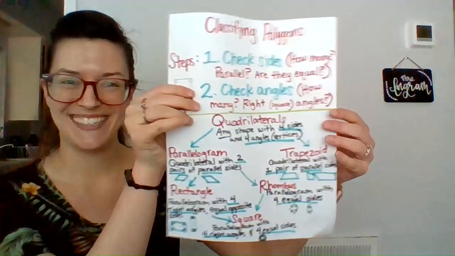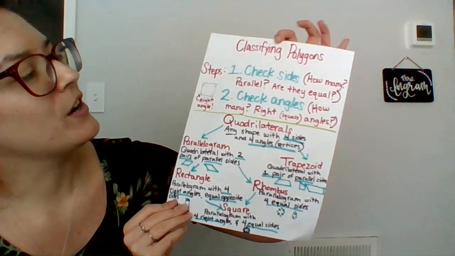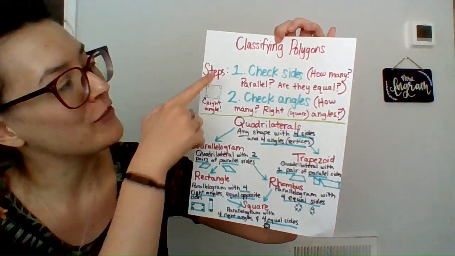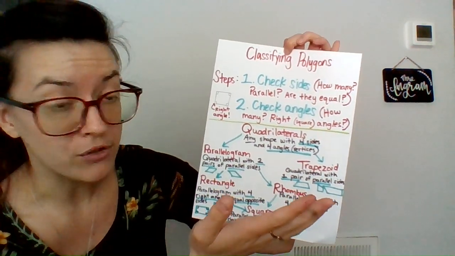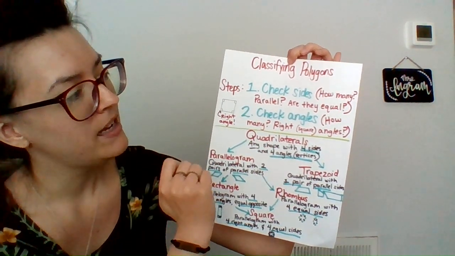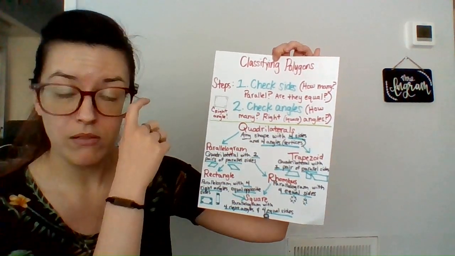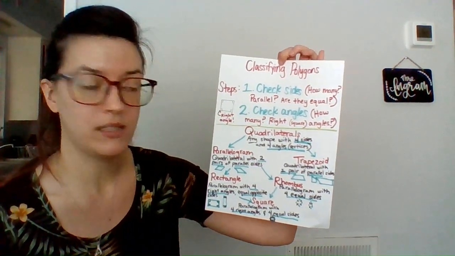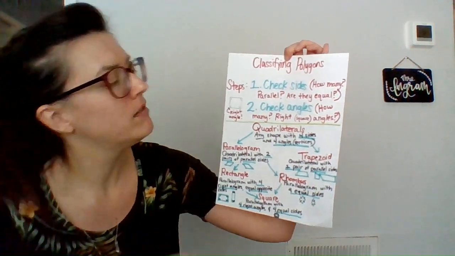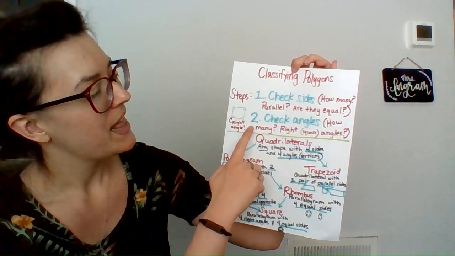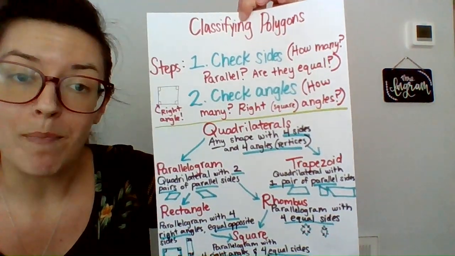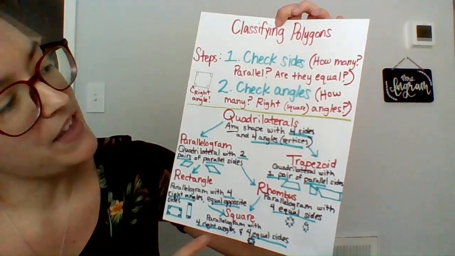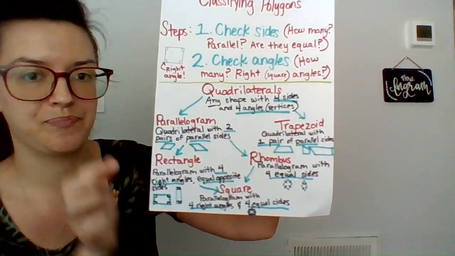Now, let's go over our anchor chart. Now remember, when we are classifying polygons, the steps that we take, first, we check out the sides. We see, all right, how many sides are there? Is it even a quadrilateral? Are the sides parallel? And are any of the sides equal? Sometimes you'll have 2 sides that are equal, sometimes 4, sometimes 3, sometimes none. The second step when we are classifying our polygons is checking out our angles, seeing how many angles there are, if they are right angles specifically.